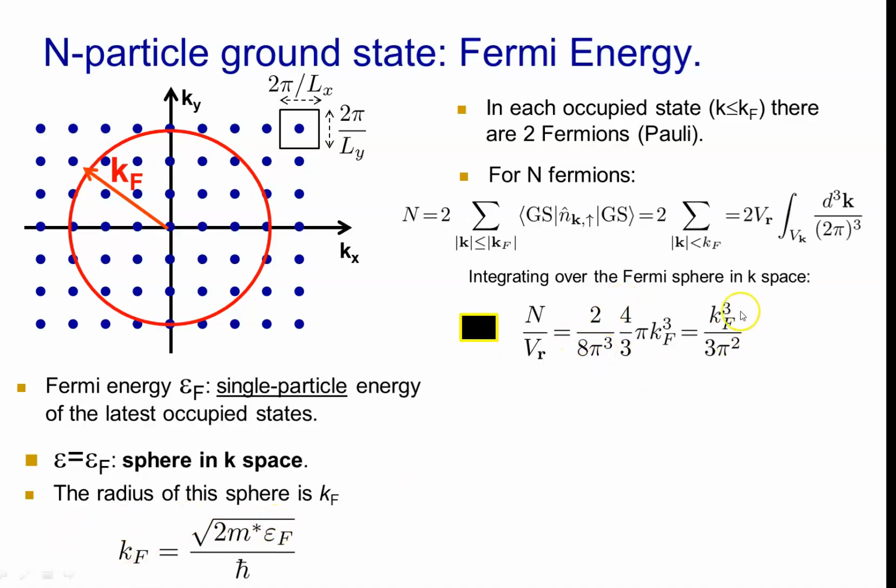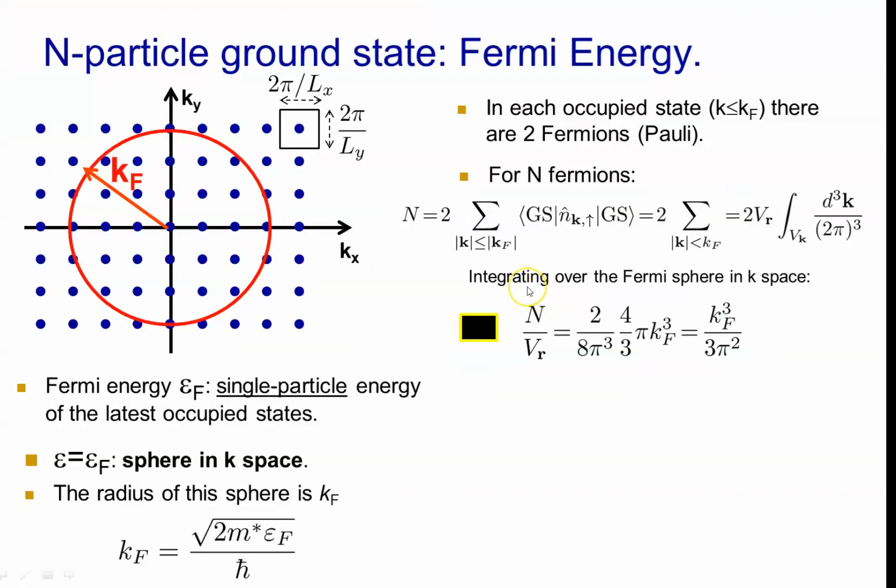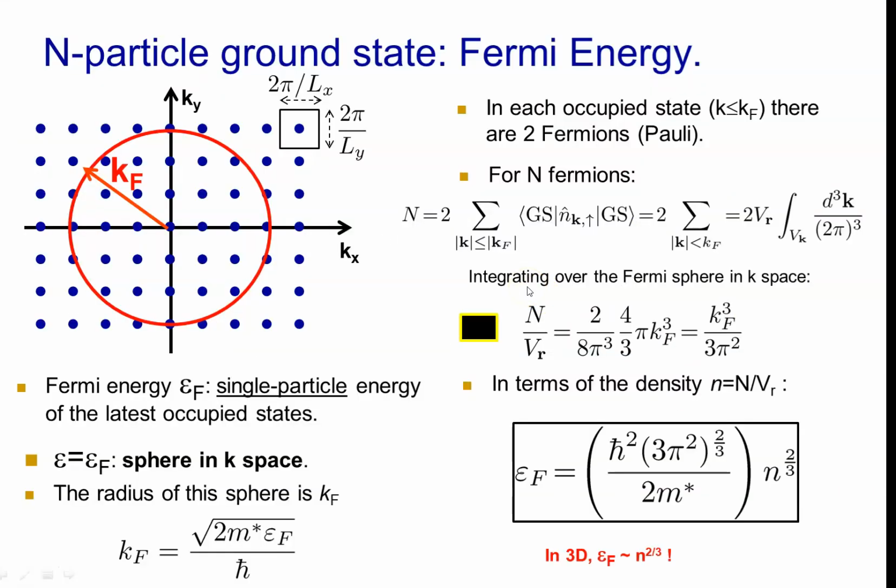So this is the calculation we did. The density is kF cubed over 3 pi squared, right there. We had that. And then we calculate the Fermi energy and show that it depends on the density to the power 2/3.